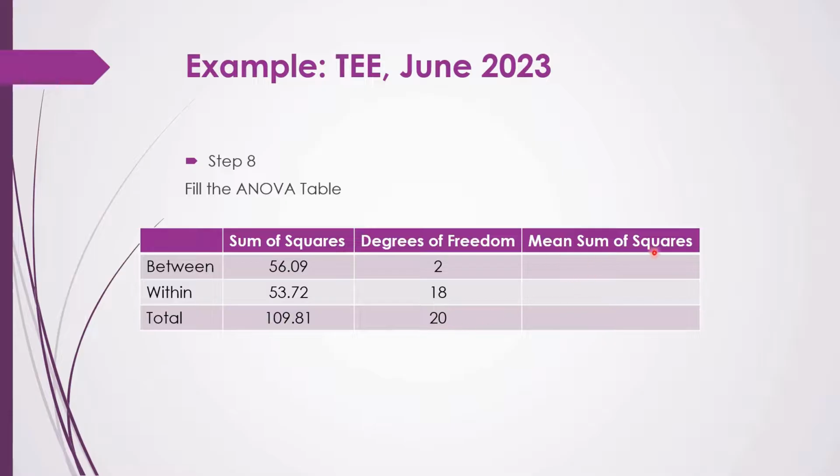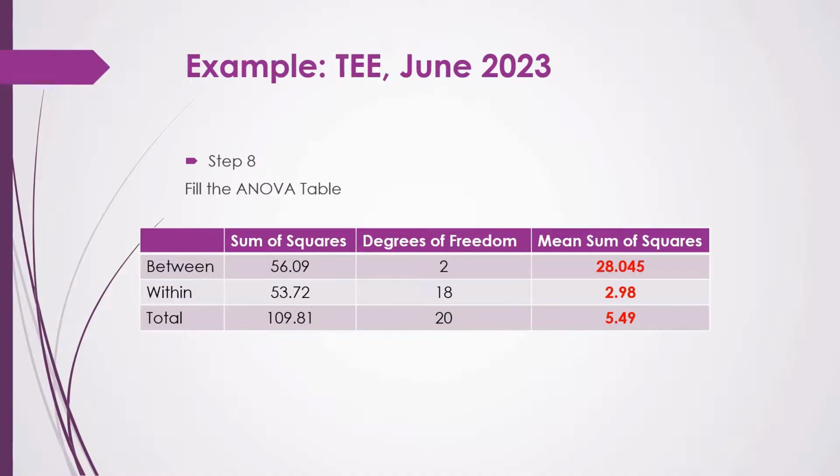Now to calculate the mean sum of squares, what you need to do is you have to divide the value in this column by value in this column. So to calculate the mean sum of squares between the group, we divide 56.09 by 2. To calculate the mean sum of squares within the group, we divide 53.72 by 18. To calculate the mean sum of squares, which is total, we divide 109.81 by 20. And I got these values 28.045, 2.98 and 5.49.